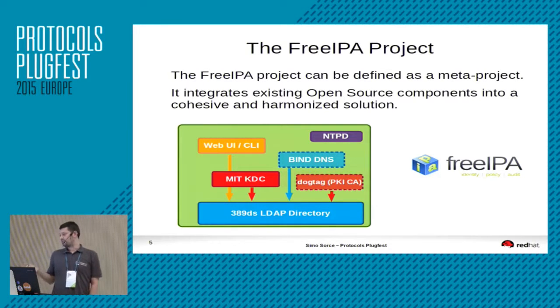This is a simple schematic of what FreeIPA basically is. It has a directory underneath, and in our case we use an open source project called 389DS. Then there is the authentication part called MIT KDC. Then there is DNS using the Bind project, which is also a very well-known open source project. NTPD. There is a web UI using Apache, Python, other open source components, and then there is Dogtag, which is a certification authority. All these components existed before we created FreeIPA, but they were all single projects.